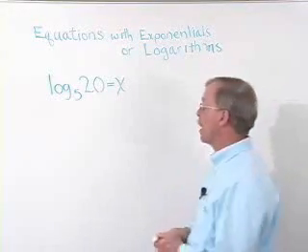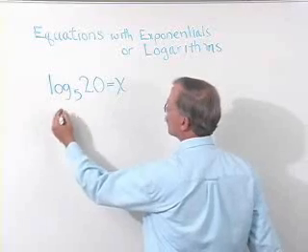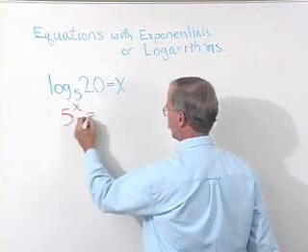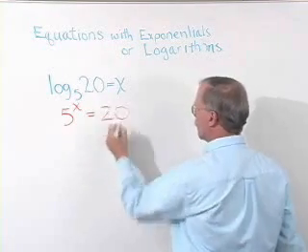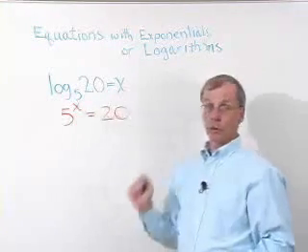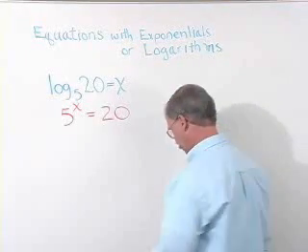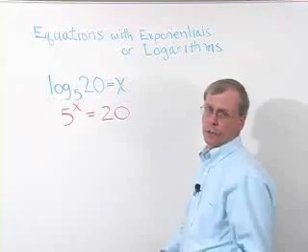Let's do that and see what happens. Then we'll end up with 5 to the x power equals 20. We're looking for some power of 5 to equal 20. All right, well, now we have an exponential equation. So what are we going to do?